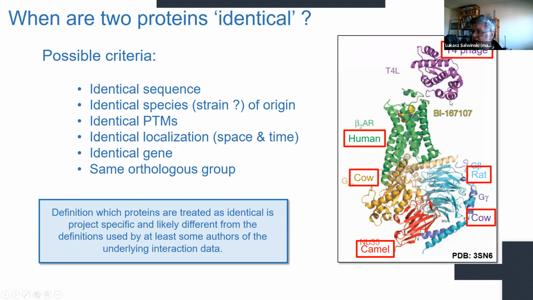Sometimes additional domains or additional proteins might be fused with one of the interacting proteins to help in experiments. In this particular case, the T4-phage lysozyme was actually fused to beta 2A to simplify experimental handling of the sample. So this is another case which might show up. There are cases like that, so this is another thing to be aware of.